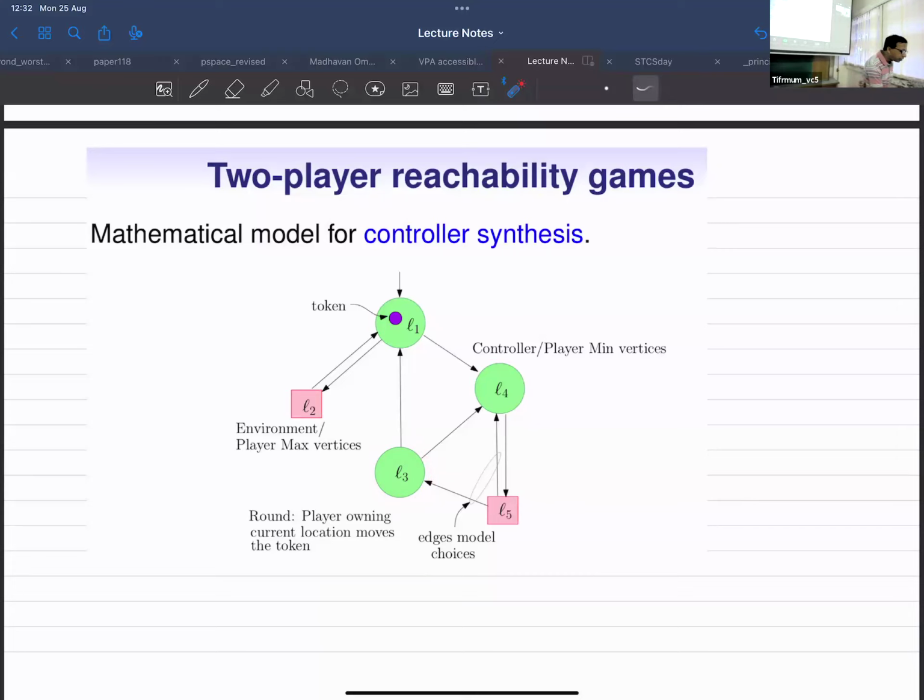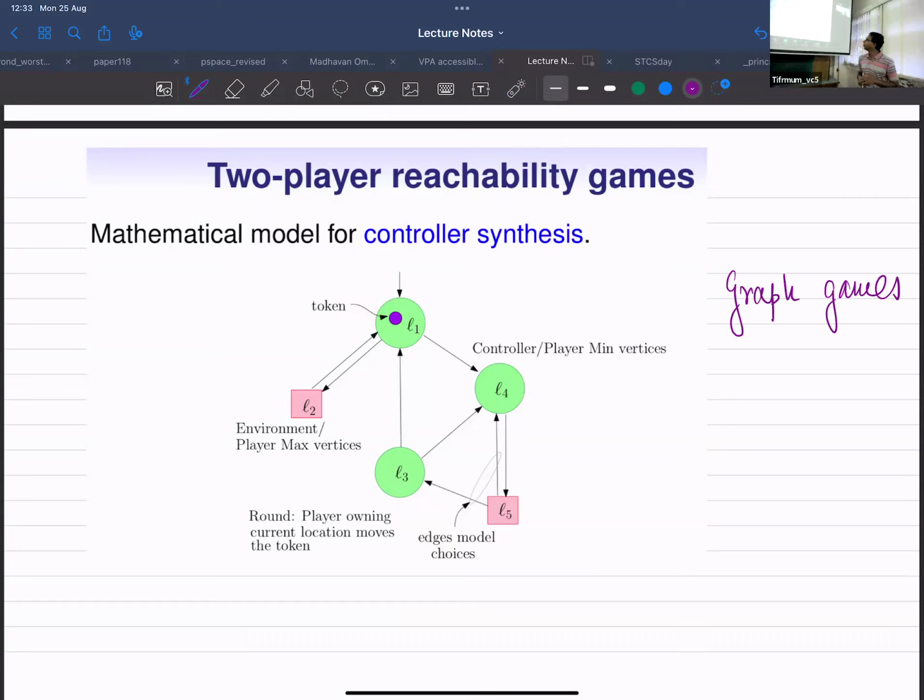These are two-player reachability games. It's a formal model for controller synthesis. Why do I say controller? Because a controller usually has certain policies, and I'm trying to find a policy here. We can abstract it and model it as a game on a graph, so these are often called graph games.